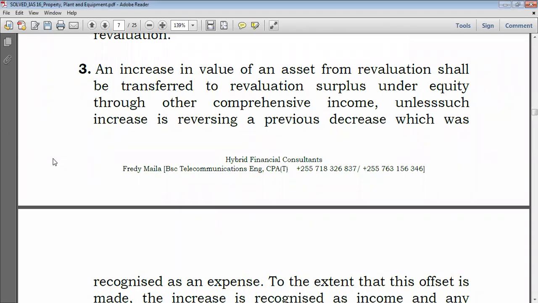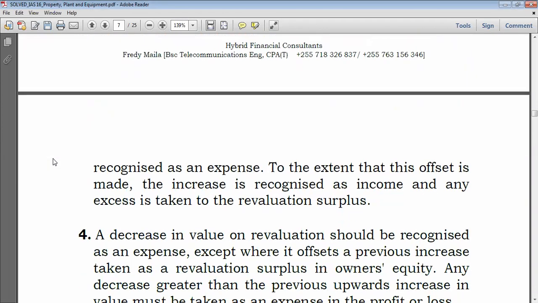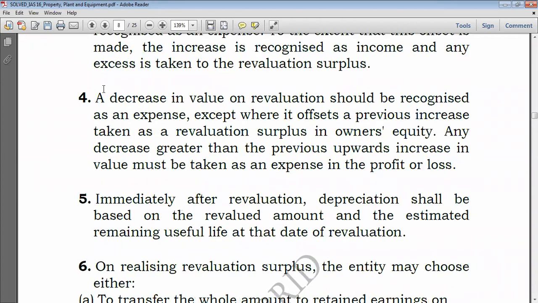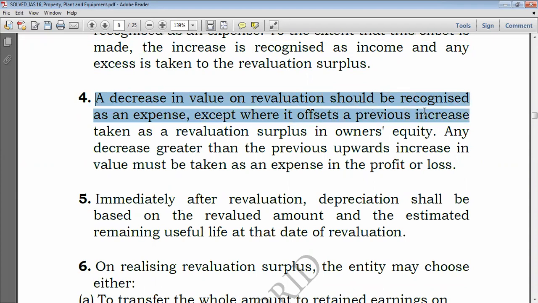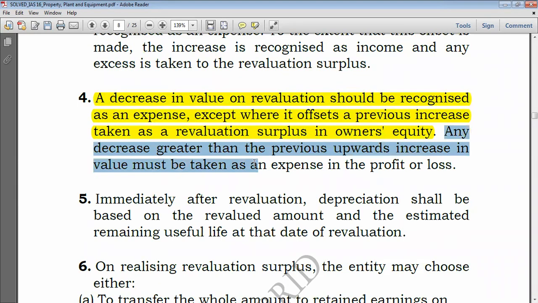An increase in the value shall be transferred. Actually, I've explained point number 4 with this one. Listen, a decrease in the value on revaluation should be recognized as an expense. This is a revaluation loss, an expense, except where it offsets a previous increase taken as a revaluation surplus in owner's equity. This is what I was just trying to speak of. I've illustrated an example too. So here we are told, any decrease greater than the previous upward increase in value must be taken as an expense in the statement of profit or loss. There's nothing new here. I've demonstrated everything.